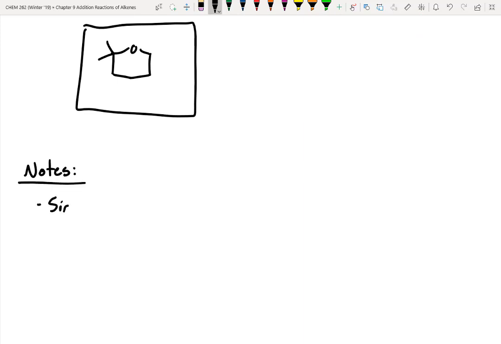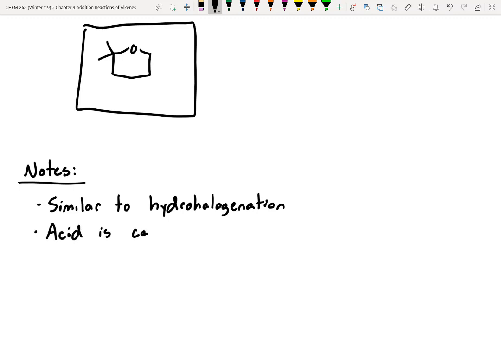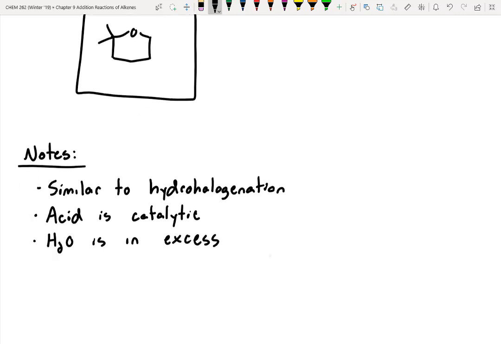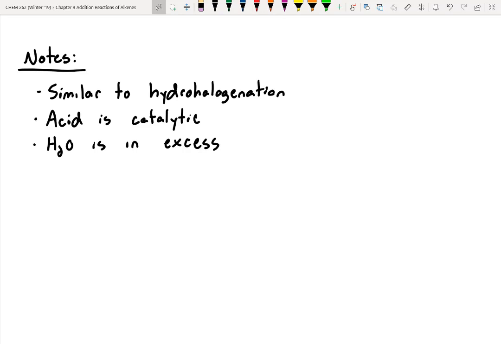All right, so let's make a few notes before we jump on to the next reaction. So the first thing is that it is similar to hydrohalogenation. The acid is catalytic. Water is in excess. We said Le Chatelier's principle is favored if we flood the system with water. We have to watch out for stereoisomers, meaning if we're forming a new stereocenter, we're probably going to get both R and S.